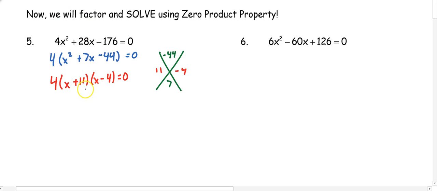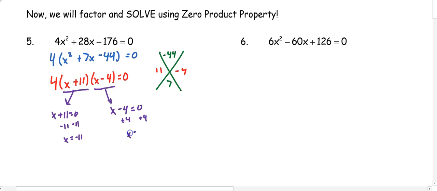Now I need to solve using the zero product property. In order to solve, anything that has an x gets set equal to 0. So I have these two quantities with an x, and I'm going to set each of them equal to 0. So x plus 11 equals 0, and x minus 4 equals 0. In the first one, in order to solve, I subtract 11 from both sides. x equals negative 11. Add 4 to both sides. So x equals positive 4.